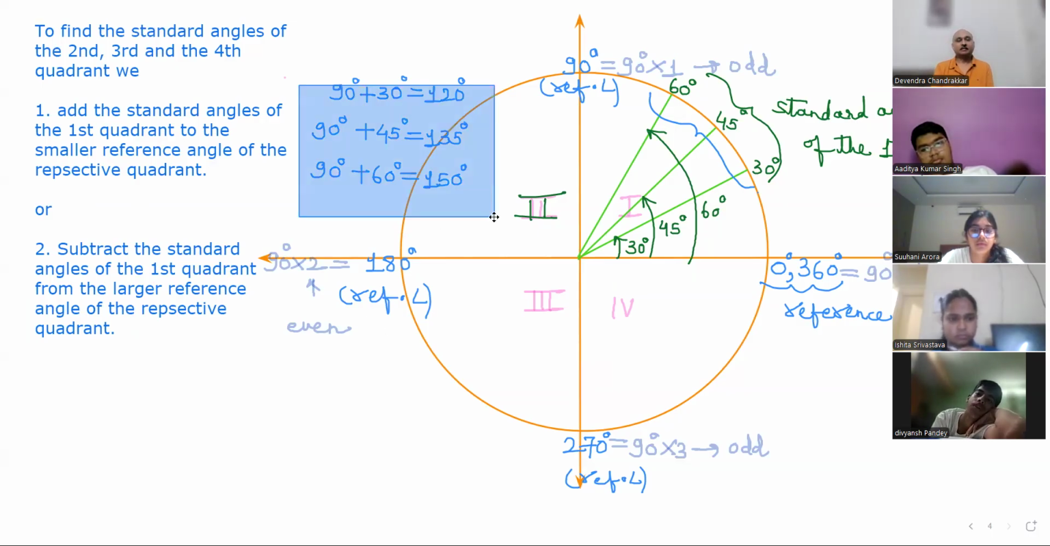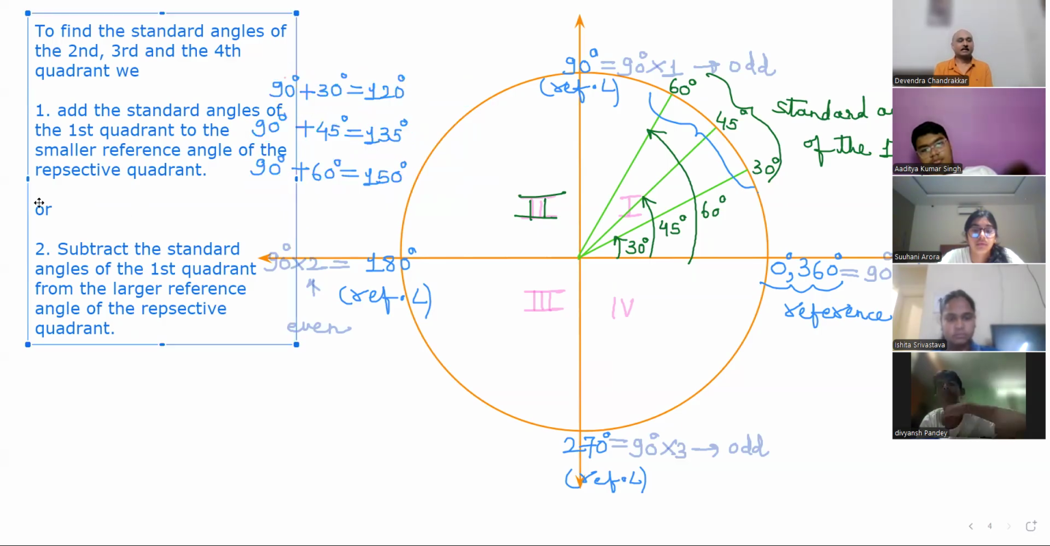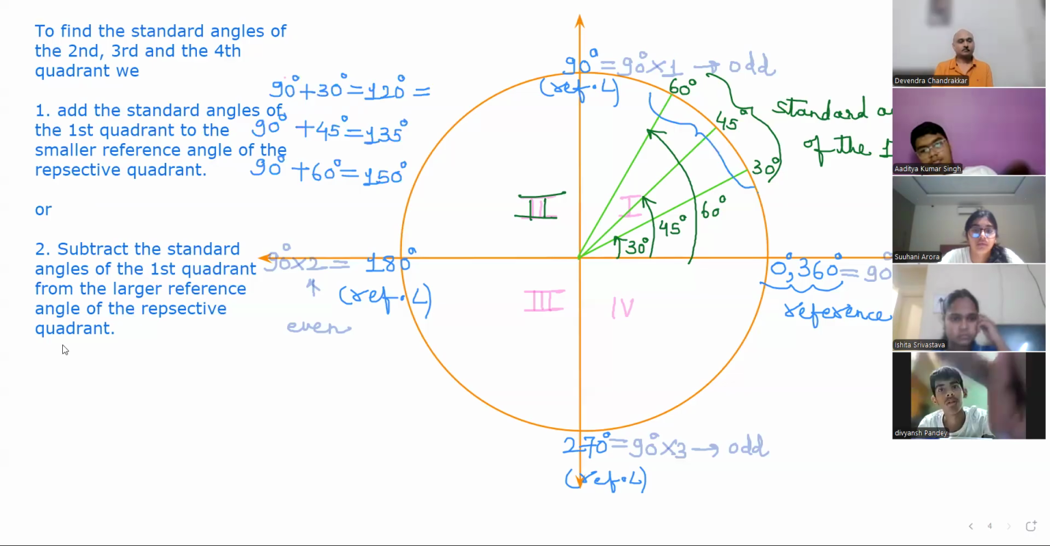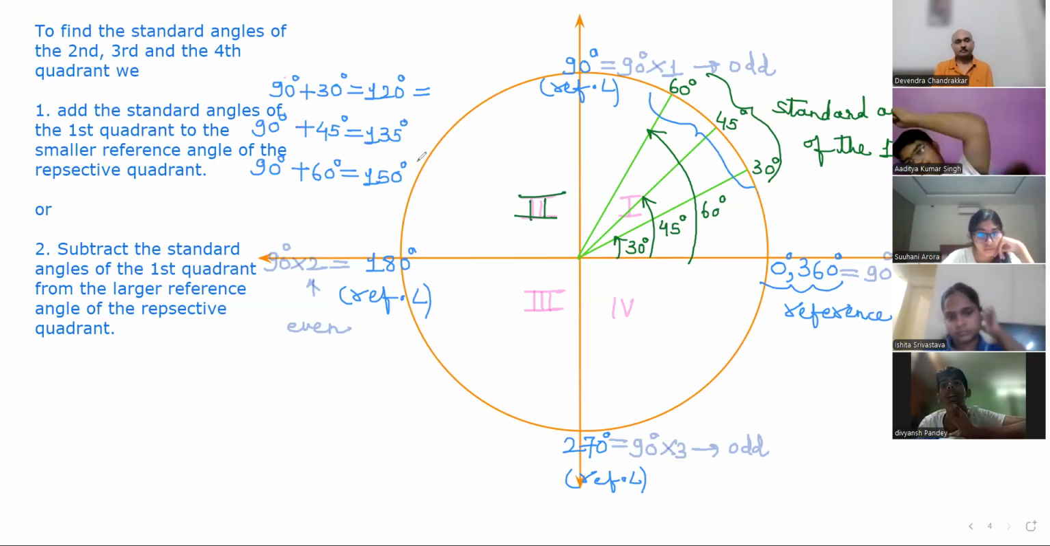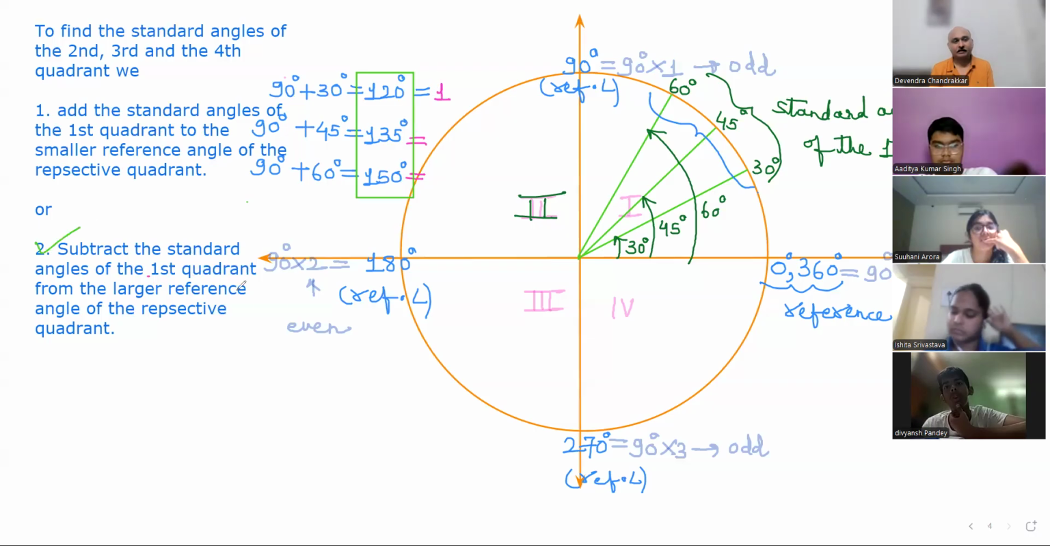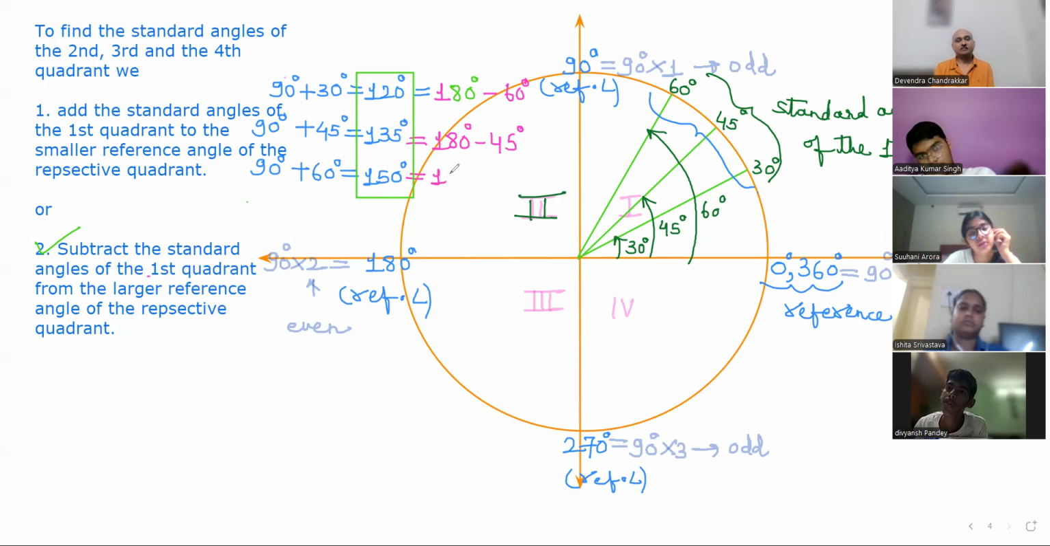Right? Using the second method, what will you do? If I want to find the standard angles of the second quadrant using the second method, what will we do using this method? We will subtract the standard angles of the first quadrant from 180. So 180 minus 60, 180 minus 45, and 180 minus 30.